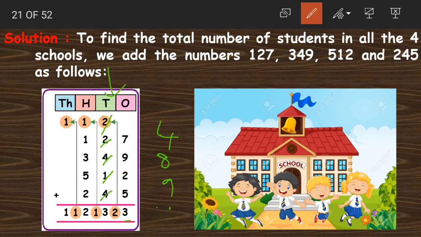Now add 4 to it. 9 plus 4 becomes 13. Again 3 is in the ones place, so it will be written here, and 1 is in the tens place. We will carry it to the next digits. Yes, 1 is carried to the next digits.